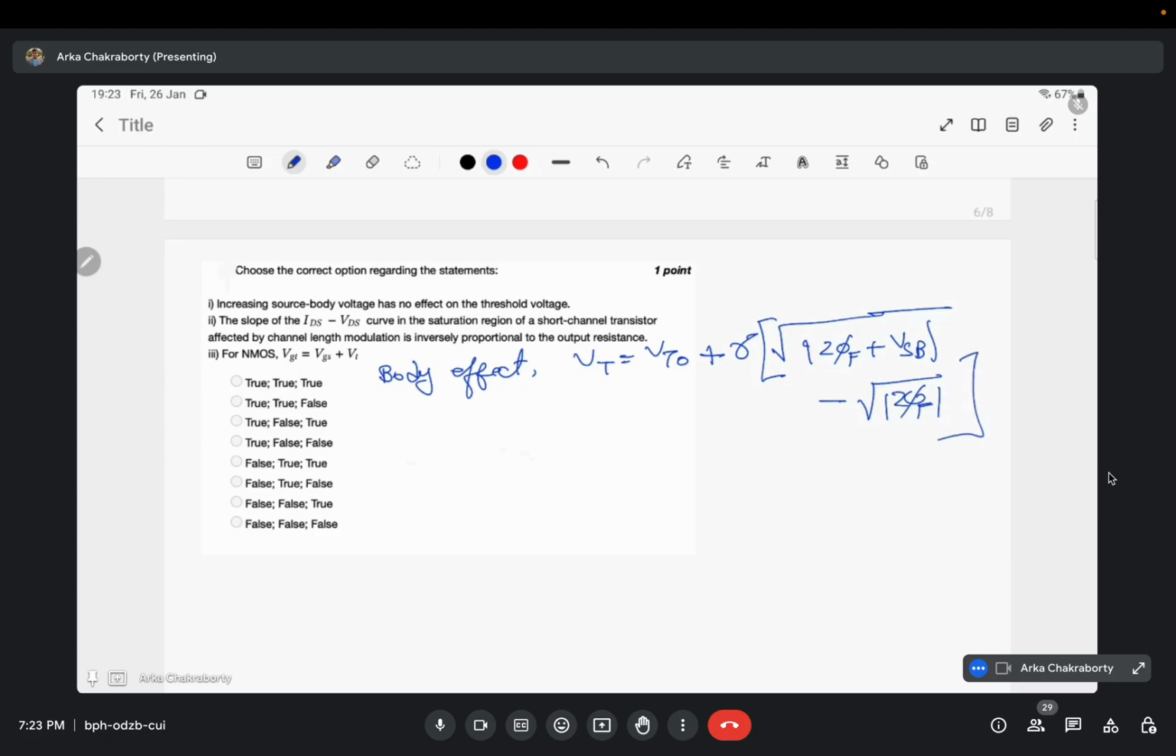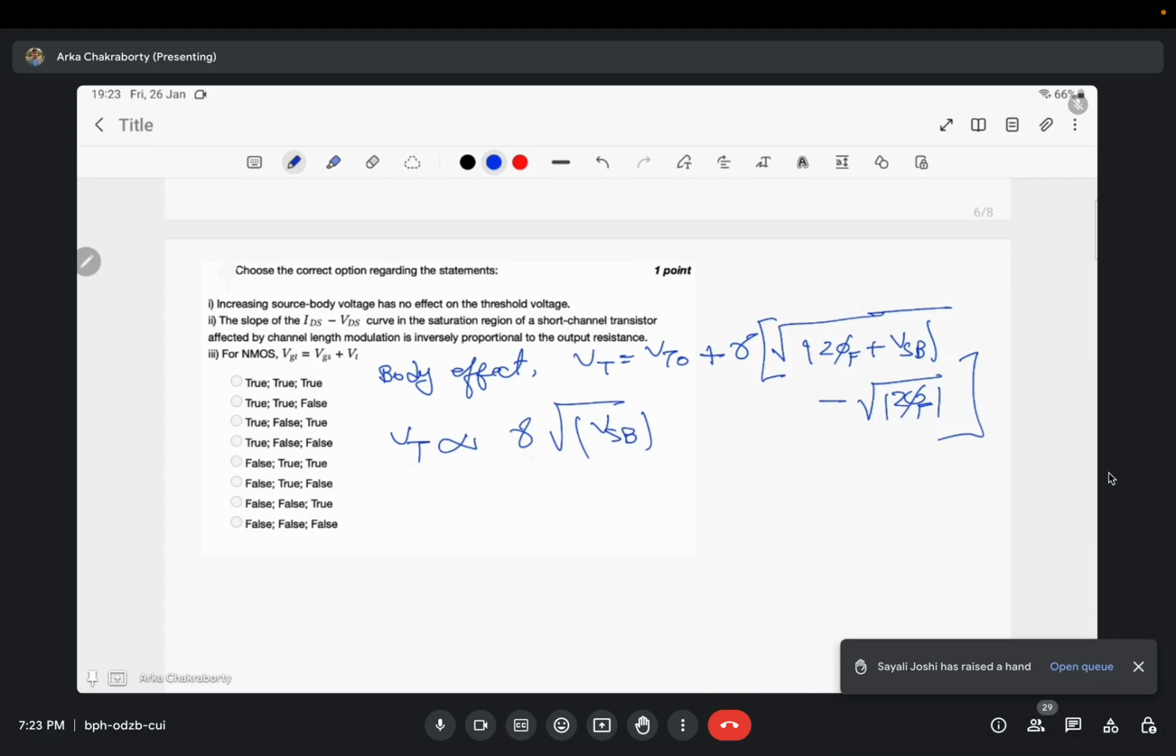Okay, so what is phi f and phi s? So we have to look into the MOSFET band structures. Phi f is basically the difference between the Fermi level and the intrinsic Fermi level, EF and EI. It is called the contact potential. Okay, so here you can see the Vt is directly proportional to gamma root VSB.